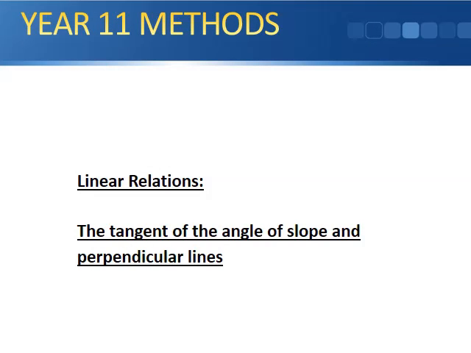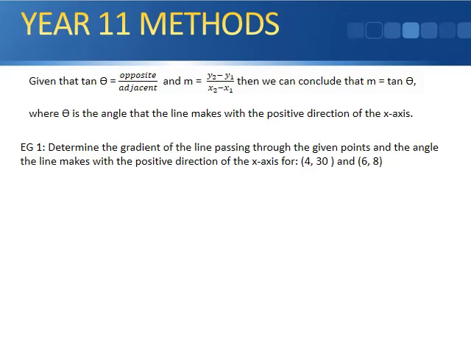Tangent of the angle of slope and perpendicular lines. Now we should remember that tan theta equals opposite over adjacent, and that the gradient of the line is y2 minus y1 divided by x2 minus x1. And therefore we get a new rule, m equals tan theta. This is one that you will need to remember. Theta is the angle that the line makes with the positive direction of the x-axis.